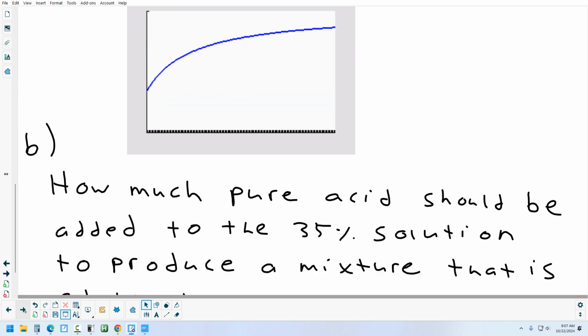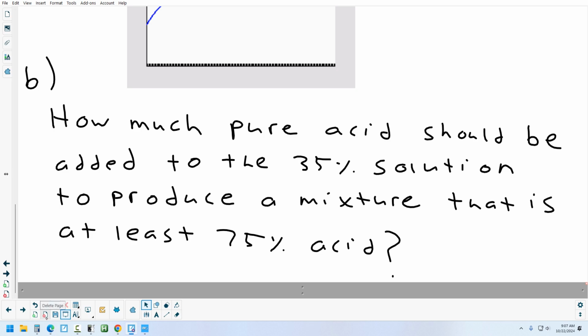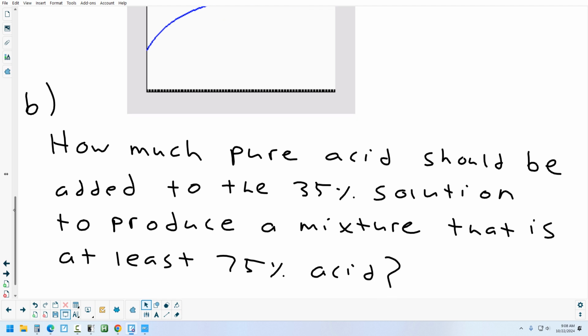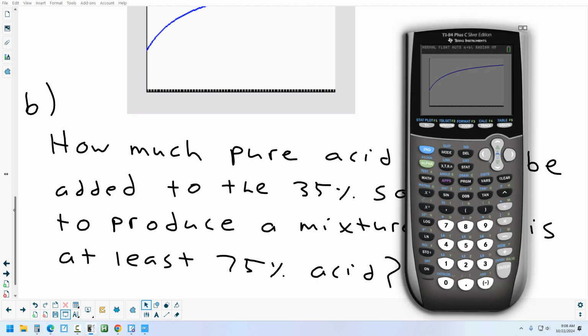What they want to know is how much acid do you have to pour into that mixture to raise the concentration to 75%? At least 75%. So what that means is you could pour in a certain amount of acid or more, because they want the concentration 75% or higher. So what do you think I would have to add to my graph to figure out when the concentration is 75%? Yeah? You think you could add a line intersecting through 75 and then use the intercept? So yeah, we're going to add a line and we're going to find an intersect.